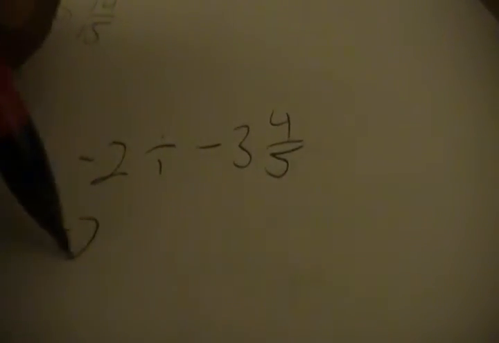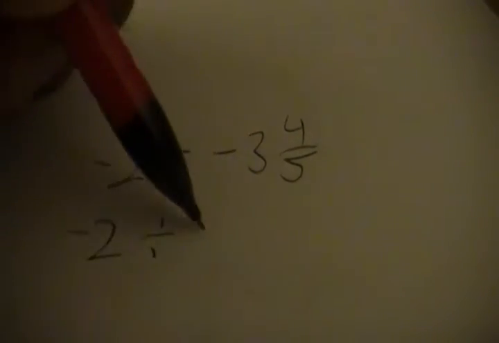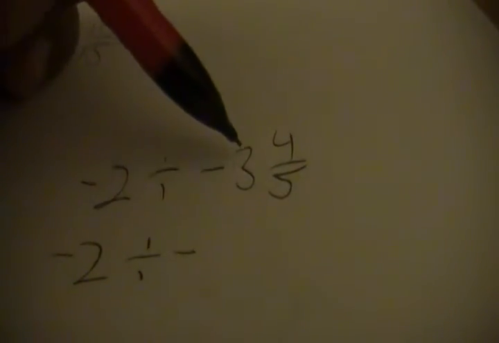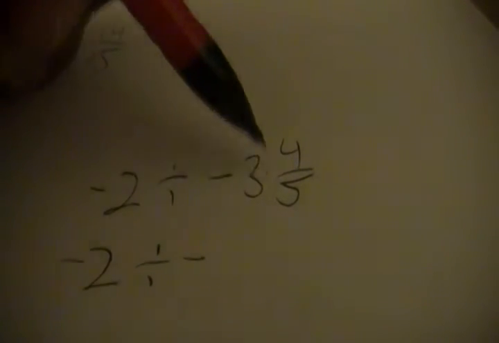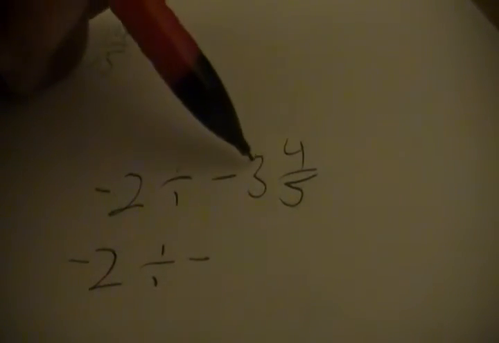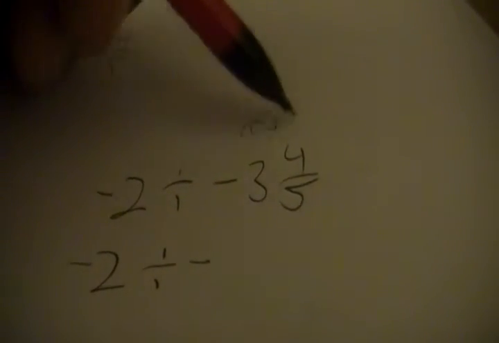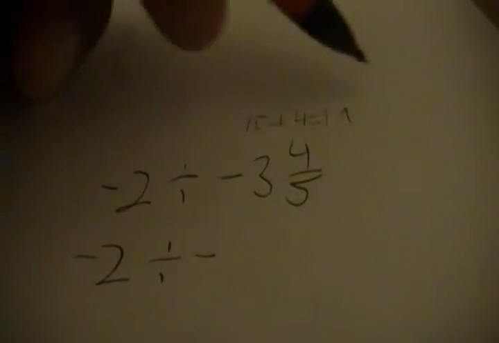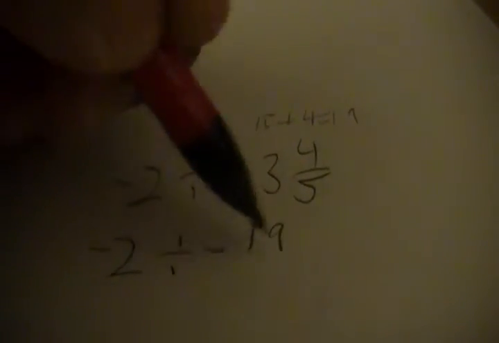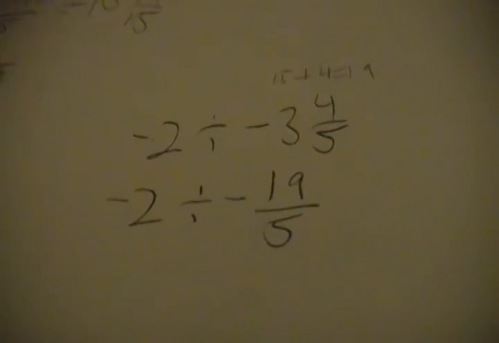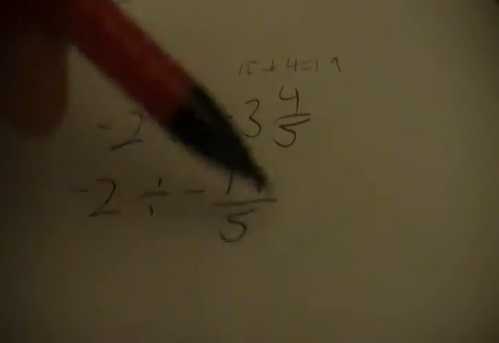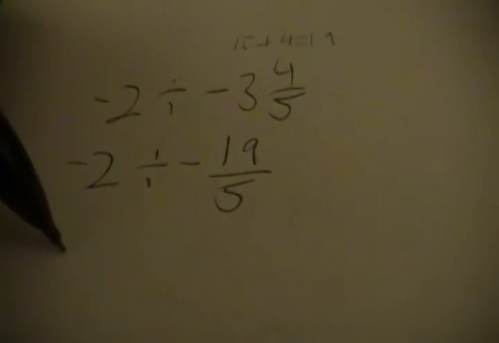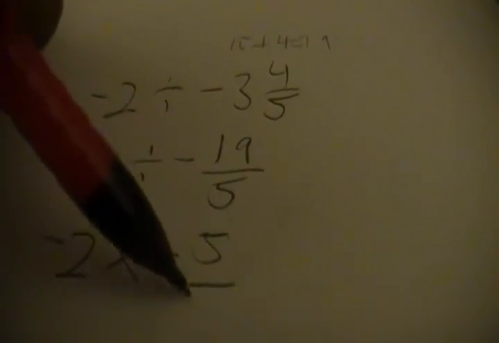So you have to convert this into an improper fraction and then find the reciprocal. So this becomes -2, divided by negative. Now let's try to find the improper fraction. So 5 times 3 is 15, and then 15 plus 4 equals 19. So then the improper fraction becomes 19 over 5. Alright, so now we have to find the reciprocal of this, right? So it becomes -2 times -5 over 19.